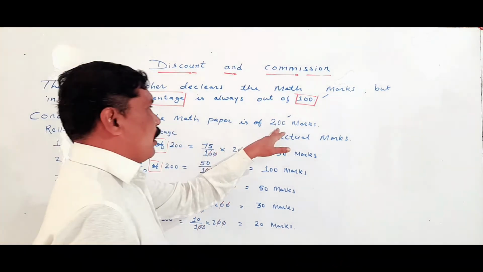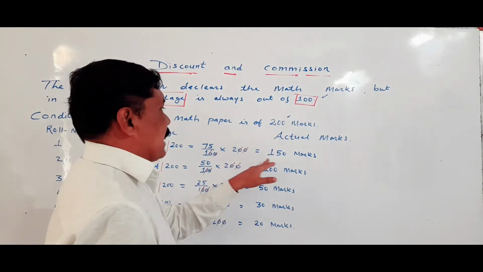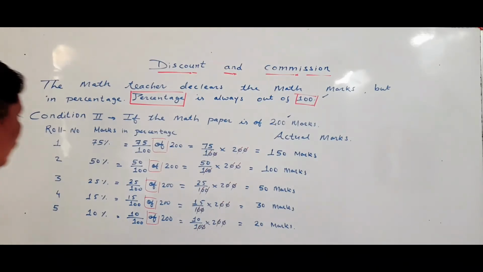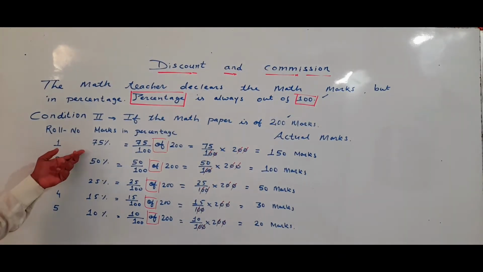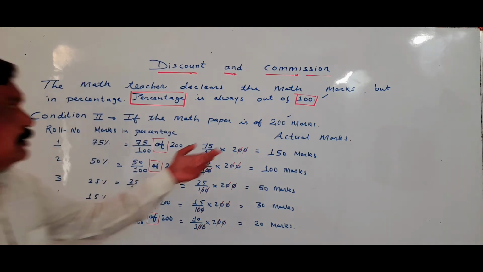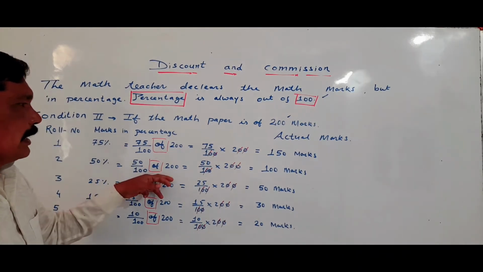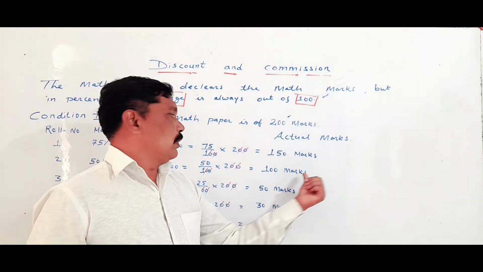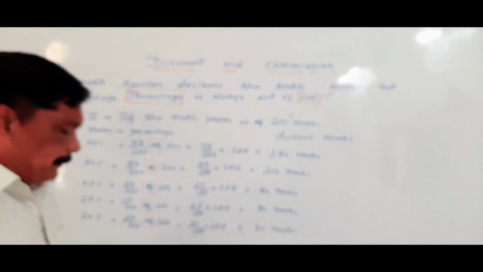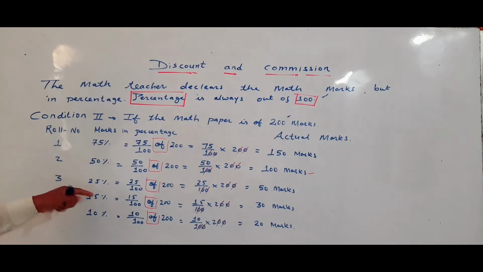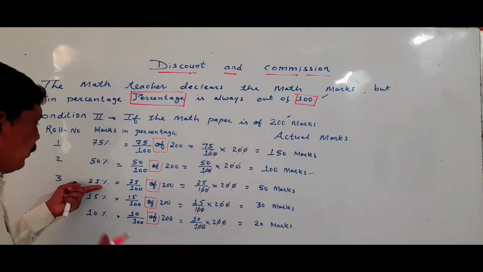Roll number 1 has got 75% of marks in the math paper. If the math paper is of 200 marks, it means he actually scored 150 marks. Roll number 2 has scored 50% of marks in the math paper. If the math paper is of 200 marks, then 50% of 200 is 100 marks. So roll number 2 has scored 100 marks.